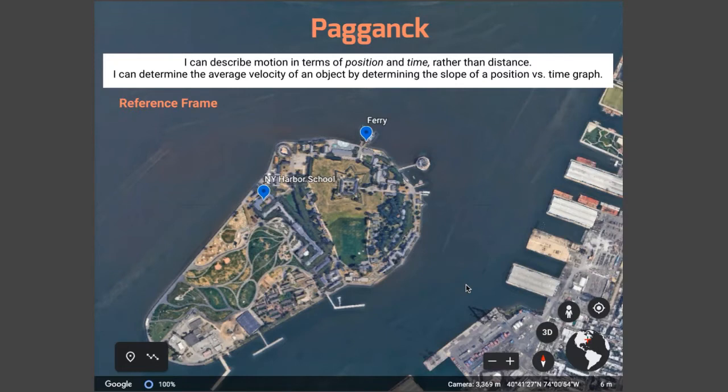Here our reference frame is a bird's eye view of Governor's Island, oriented in a north-south direction with two pins indicating the ferry terminal and the New York Harbor School.